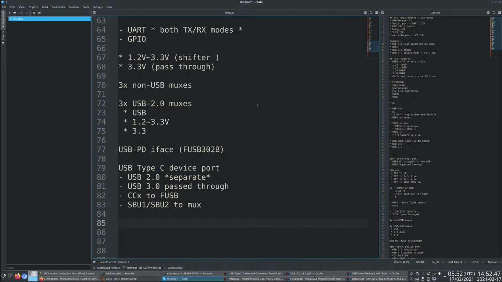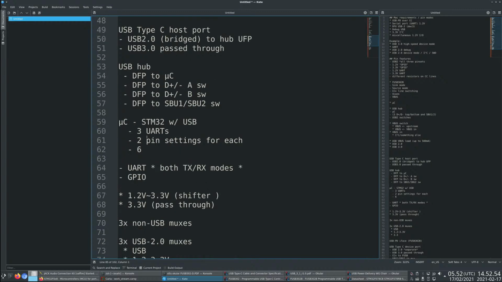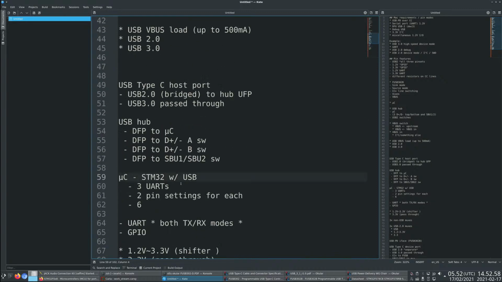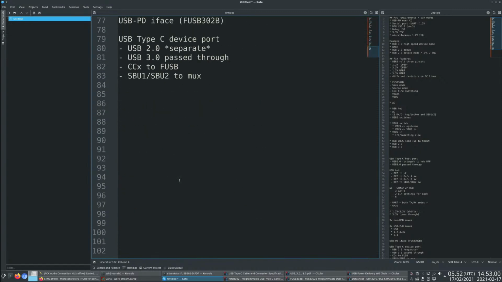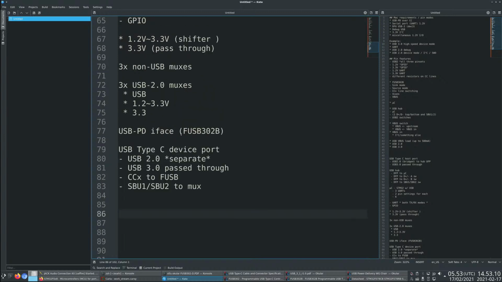But yeah, okay. So this is kind of the story that I have, and so what do you think? I think this makes sense. The bill of materials for this is not going to be too bad. We're basically talking 2 USB connectors, 1 USB hub, which is cheap, 1 STM32, which is also cheap, the FUSB302, another USB connector, some muxes, and then some kind of programmable power supply.